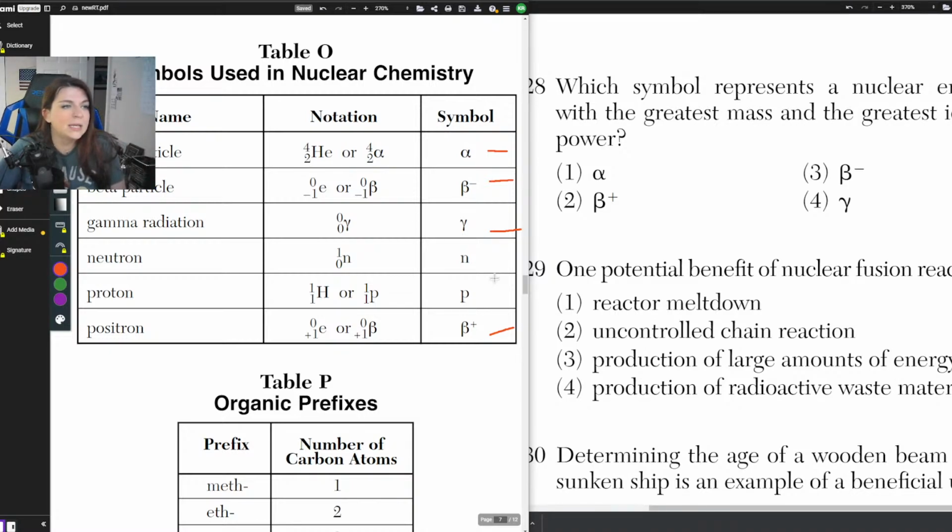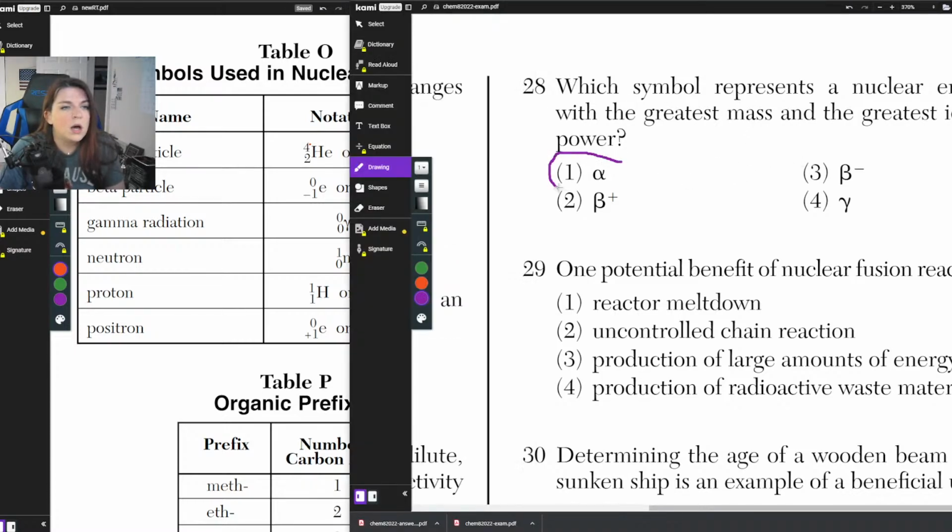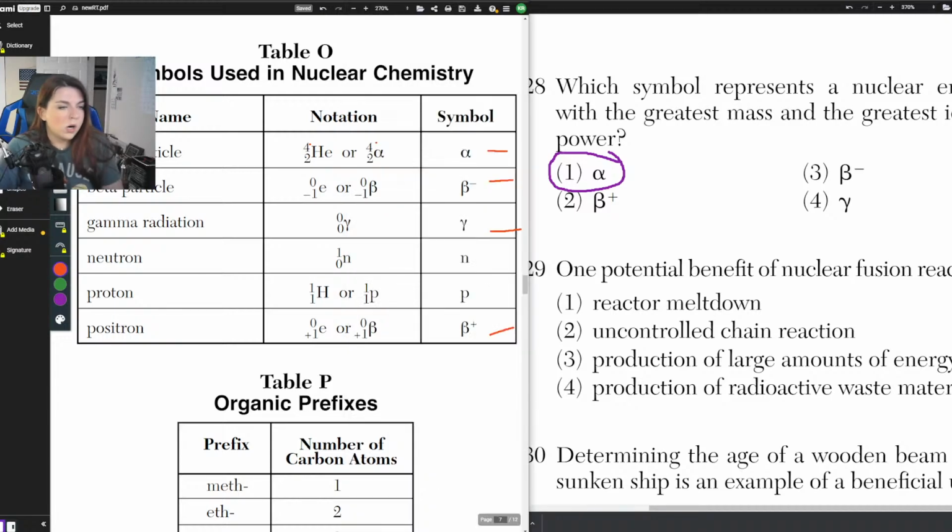Which of these has the greatest mass? Well, that's the alpha. Alpha has the 4 on top, which is the mass number, and an alpha particle is the same as a helium nucleus. It has 4 particles in the nucleus, 2 protons and 2 electrons. No, 2 protons and 2 neutrons. So that is going to have the greatest mass and therefore the greatest ionizing power. Gamma has no mass at all. Gamma is just energy.